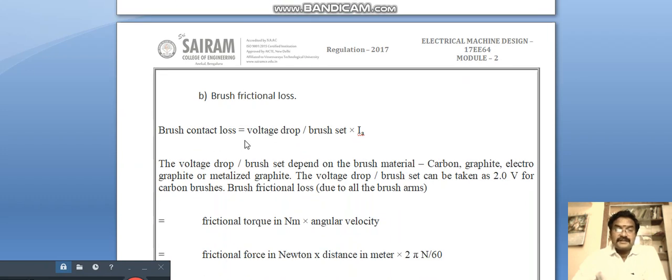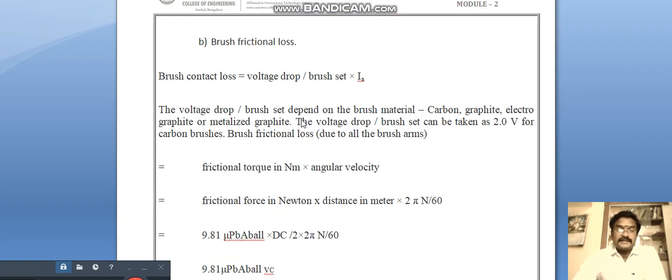Brush contact loss is the voltage drop per brush set multiplied by the armature current Ia. The voltage drop per brush set depends on the brush material. Brush materials normally used are carbon, graphite, electrographite or metallized graphite.